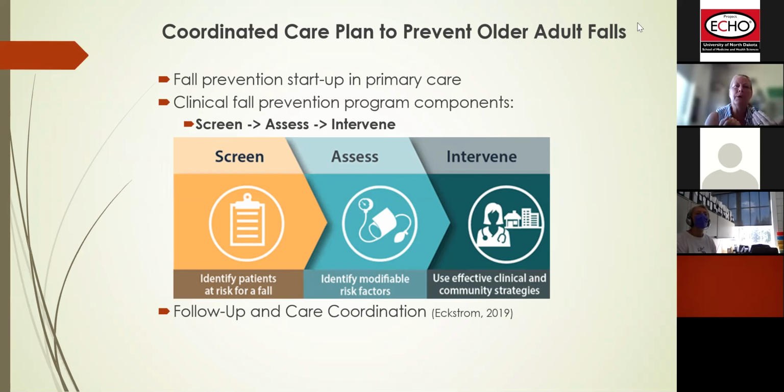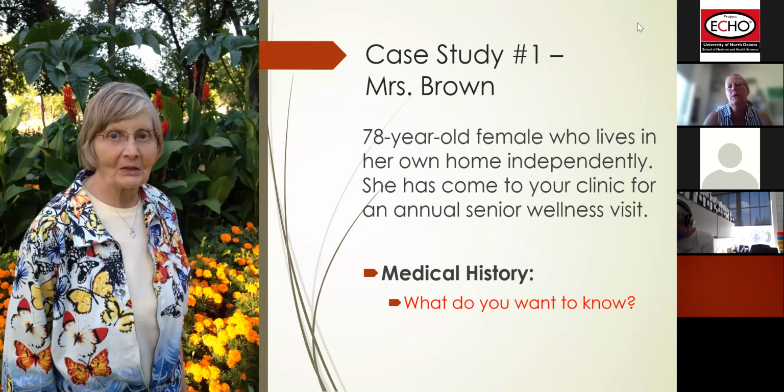One of the things it talks about for improving mobility is looking at fall prevention: screening, then assessing, identifying the modifiable risk factors that we talked about a little bit earlier, and determining what effective interventions we can do with that.